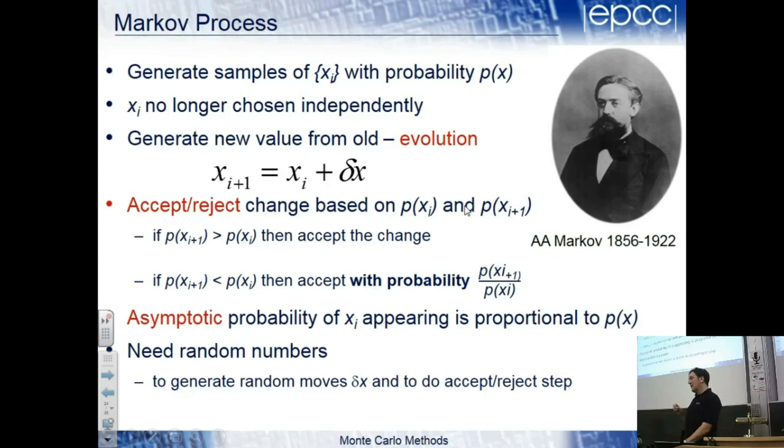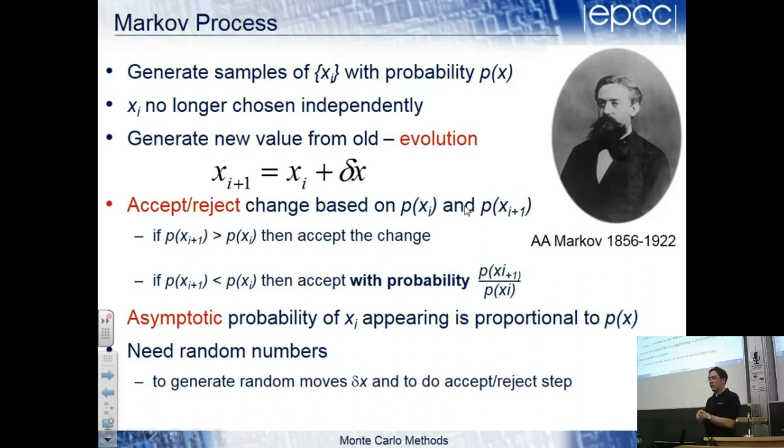And so the key feature here is that x is no longer chosen independently. You don't generate a new random number, a new position. You move from the old position. And that's why it's sometimes called a Markov chain. You're exploring a space, but you're wandering randomly through the space. And so you're exploring it in some process where there's a link between the different samples. There's a chain of samples where each one is generated from the previous one. You generate a new value from the old one.